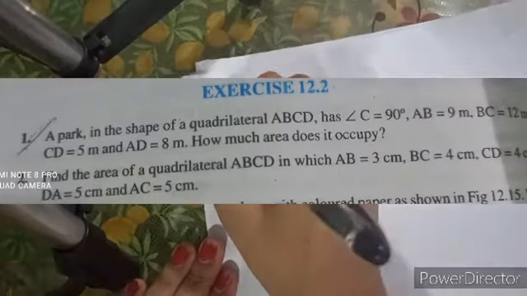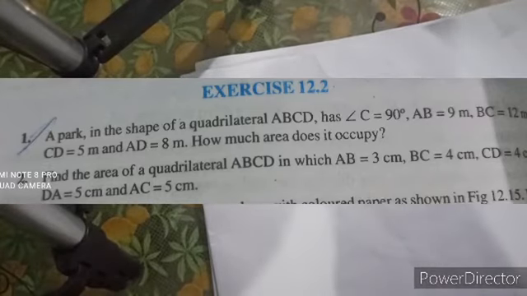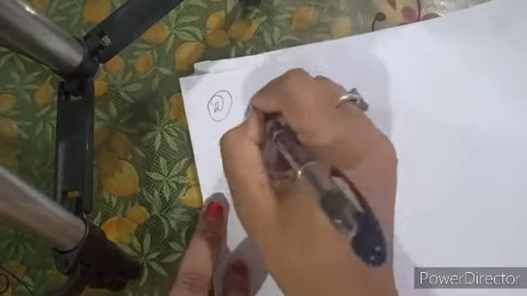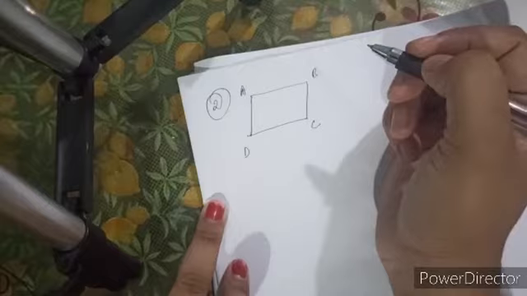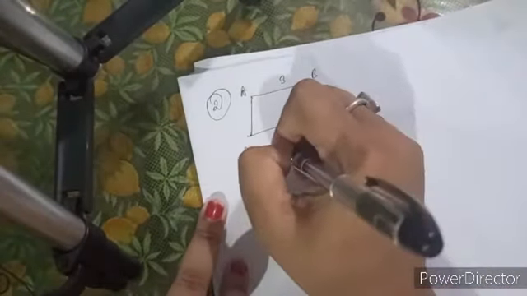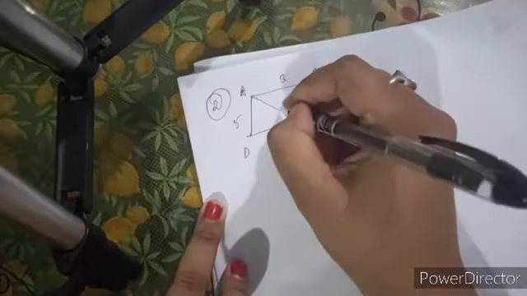So next is question number 2. Find the area of the quadrilateral ABCD in which AB is equal to 3 cm, BC is equal to 4 cm, CD is equal to 4 cm, DA is equal to 5 cm, and AC is given equal to 5 cm. Okay, so let us draw the quadrilateral ABCD. AB given as 3, BC given as 4, CD is given as 4, DA is given as 5, and AC is given as 5.